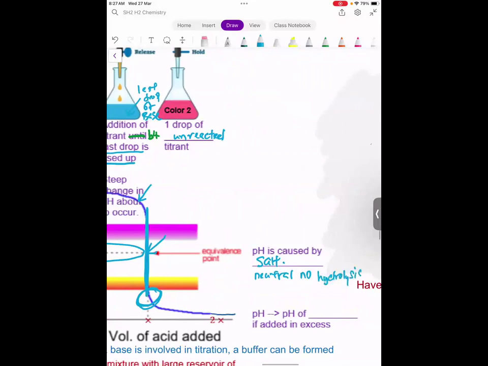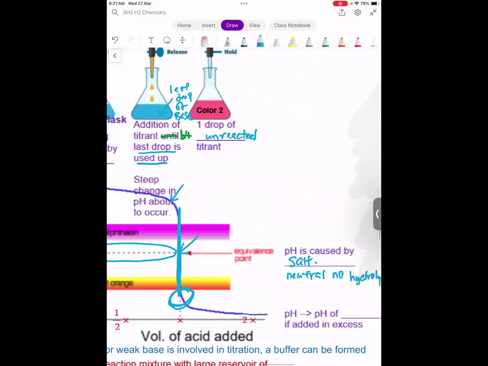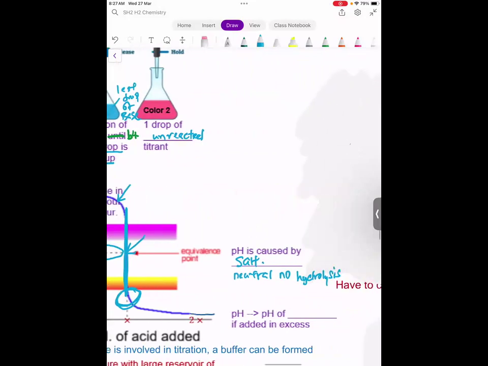So if it's no hydrolysis, what does it tell you about the acid and base? Yeah, it must be a strong acid, strong base titration. It's only when both parents are strong, it gives you a child neutral, right? So that will go back to the first point. Initial pH is caused by the strong base, therefore you use a strong base approach.